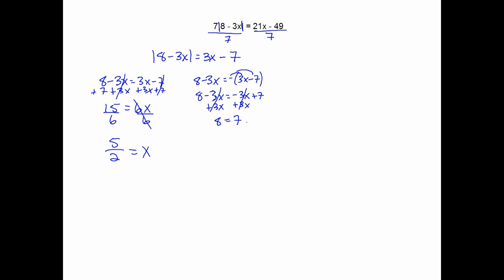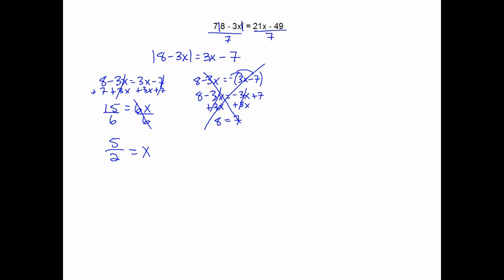Whoa, did I do something wrong? No, I didn't really do anything wrong. What happened here is they just cancel each other out. So basically this side is dead. There's nothing to do here. So right now I only have one solution to check. So let's go ahead and check that solution, 5 halves, back into your original.